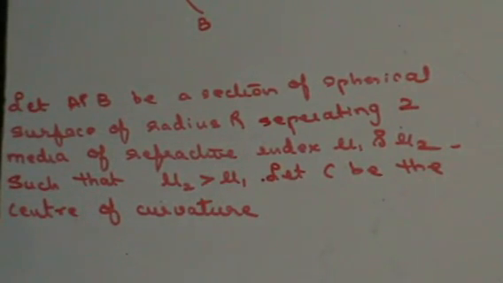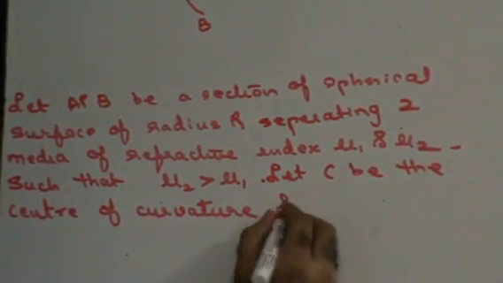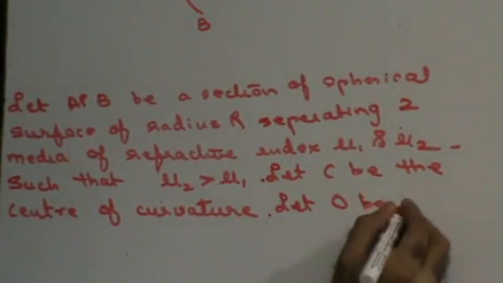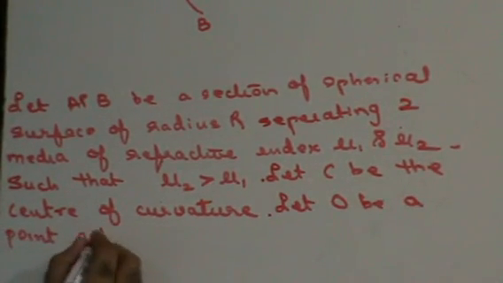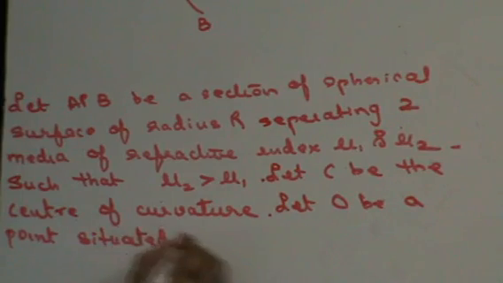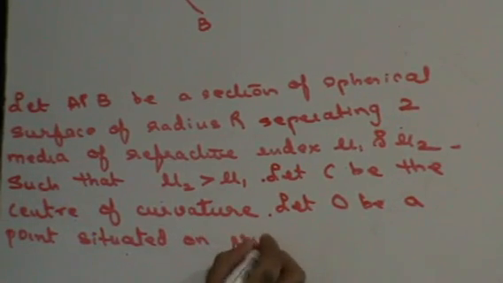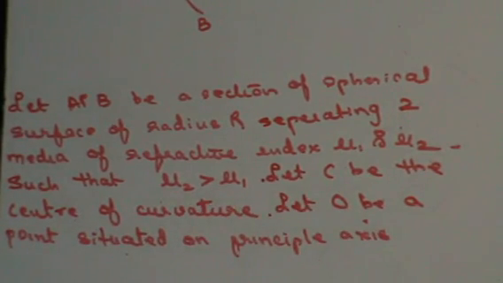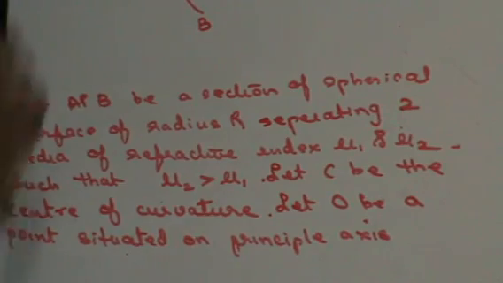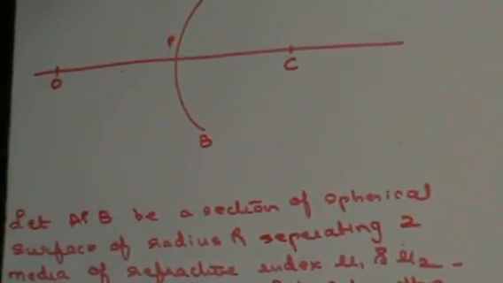Let us assume that O is a point situated on the principal axis. What is the principal axis? It is a line that passes through the spherical surface without any deviation. Now let's show this point O here.